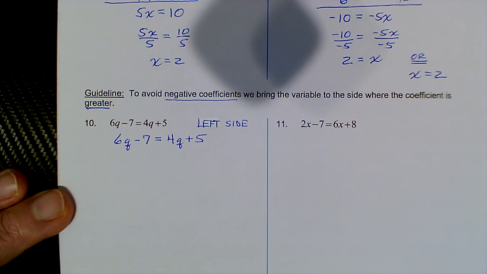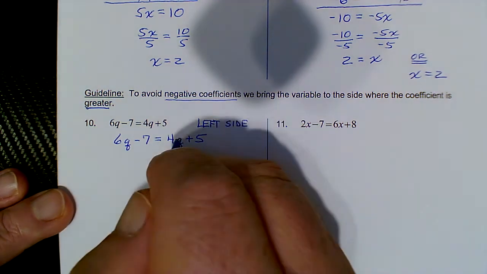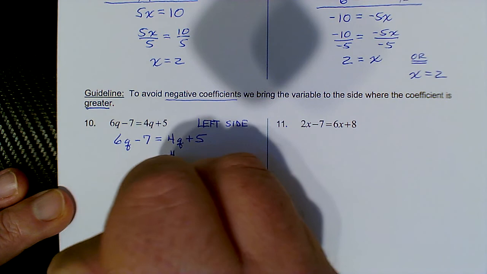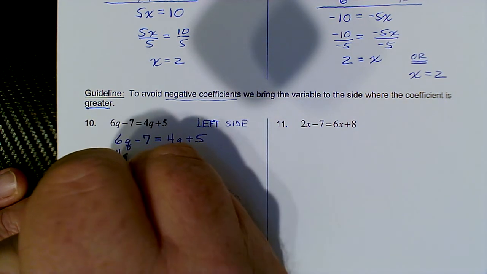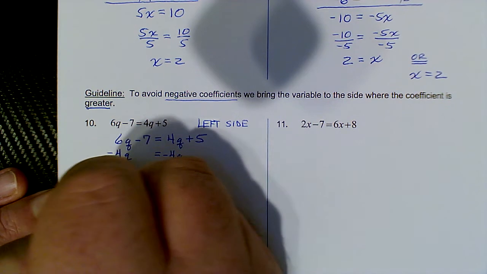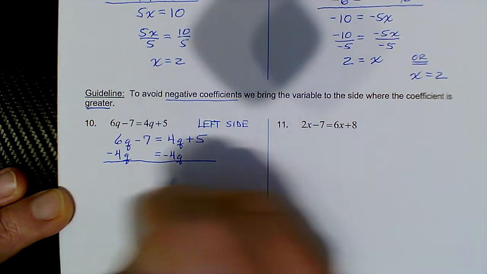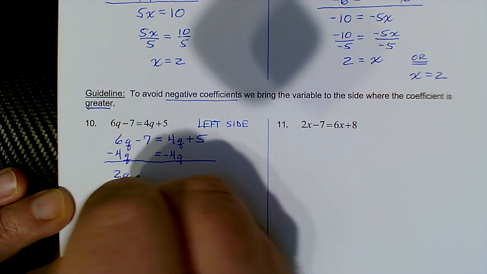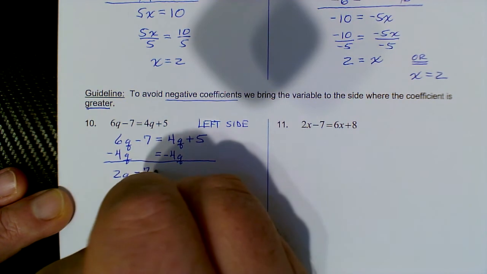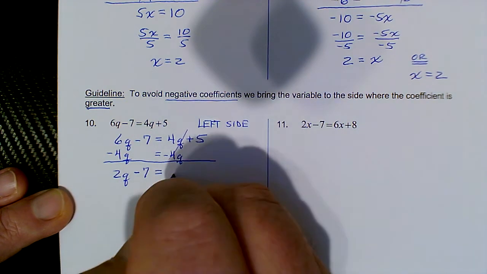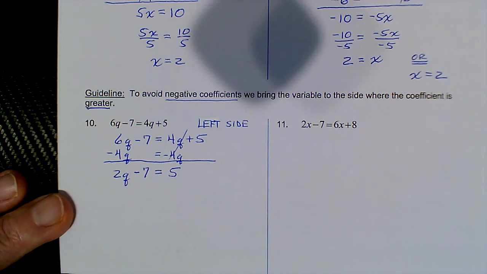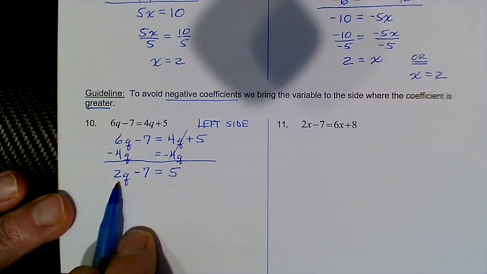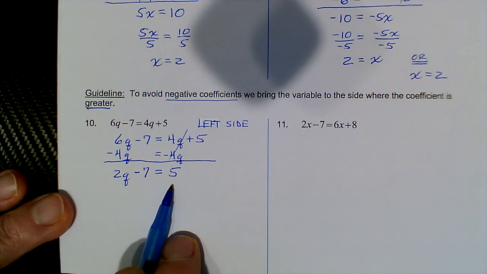Okay, so if I decided to bring the variable to the left, I'm going to transpose the 4q by adding the opposite or subtracting 4q. We line them up right under like terms, so under the 6q minus 4q, we get 2q, bring down the negative 7, line up the equals, the q's are gone, bring down the 5 and tuck it right in there next to the equal sign. And notice that the coefficient is positive, and now it's our two-step process.